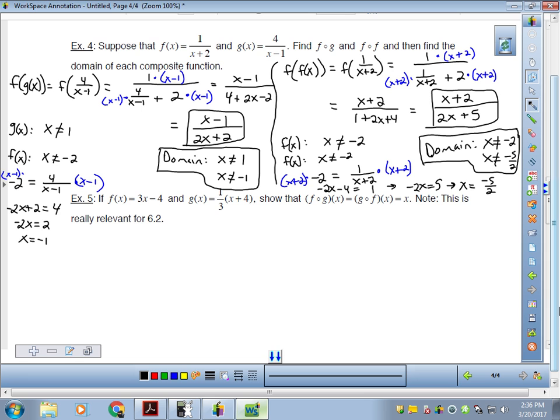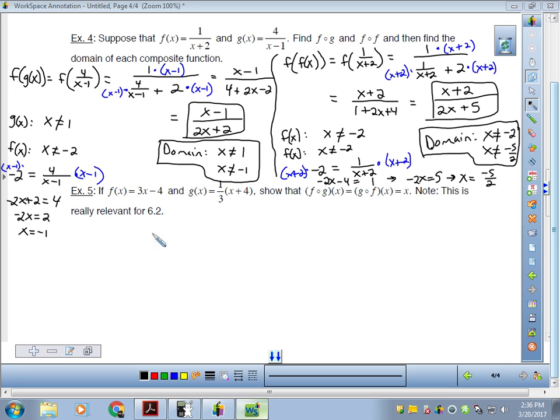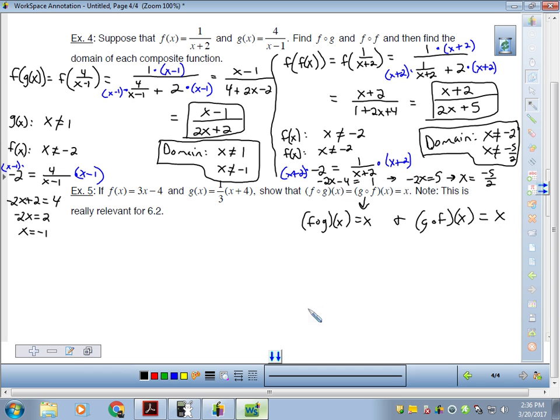Alright, let's look at example 5. Example 5 says, if f of x equals 3x minus 4 and g of x equals 1/3 times x plus 4, show that f composed of g of x is equal to g composed of f of x, which is equal to x. Another way of saying this is, show that f of g of x equals x, and show that g of f of x equals x. So show that they're both equal to x. So let's do that.